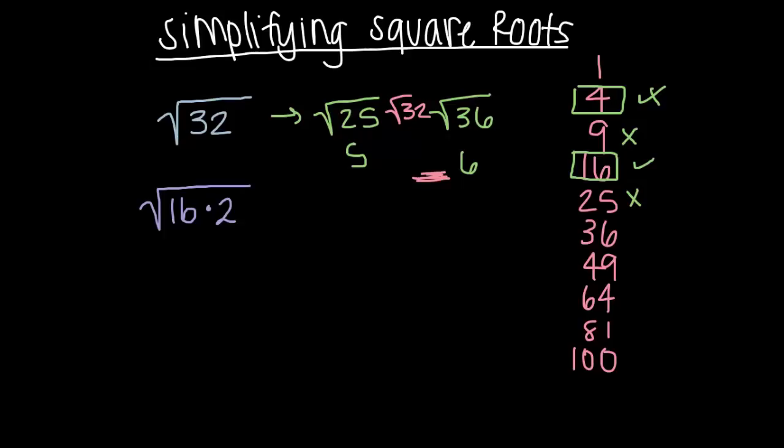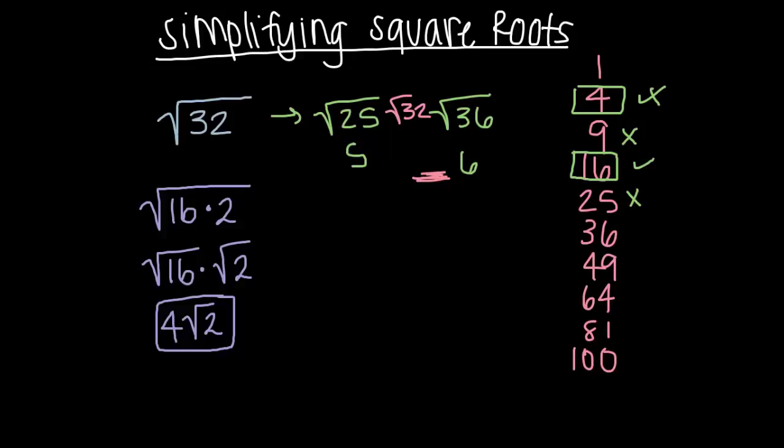Now what you can do is you can break up this radical and you can say that that's the square root of 16 times the square root of 2. Now you know the square root of 16. The square root of 16 is 4. So your simplification here is 4 square root 2.